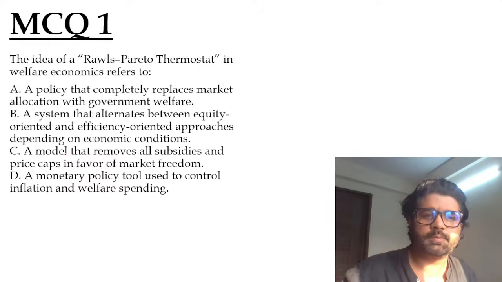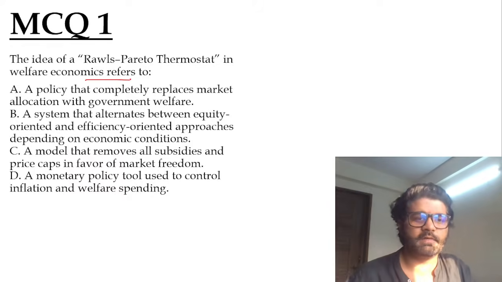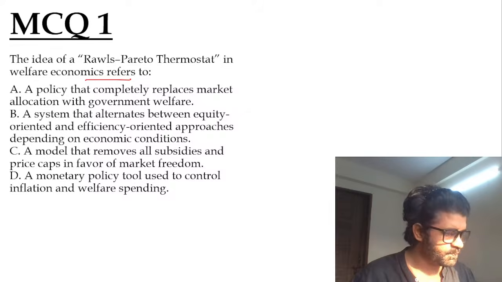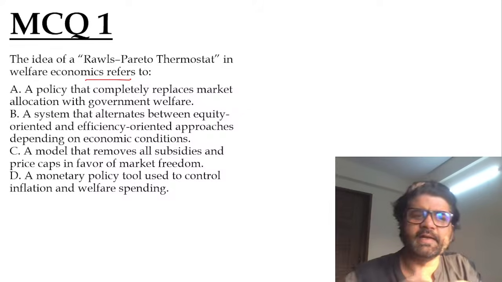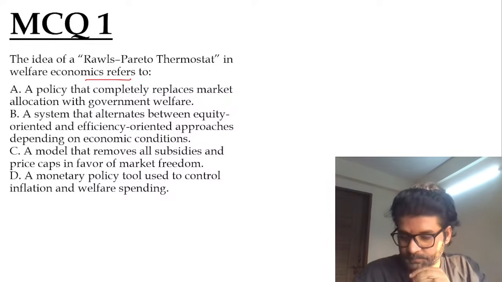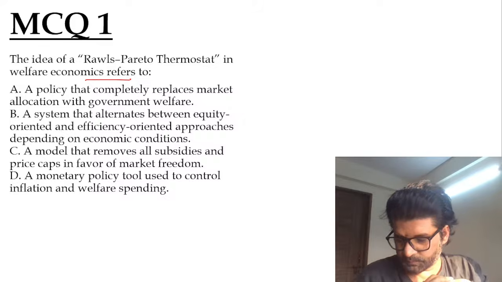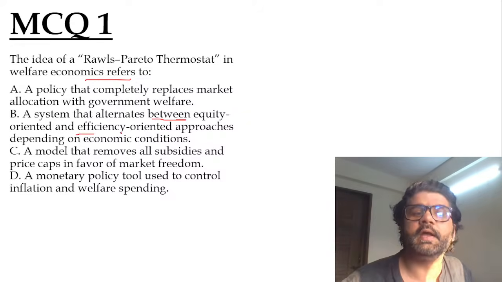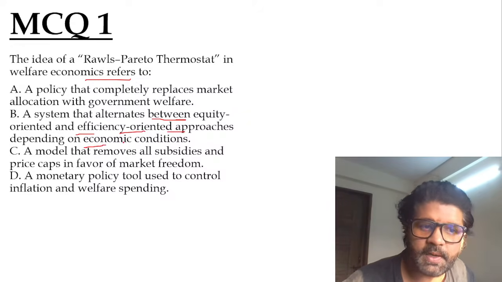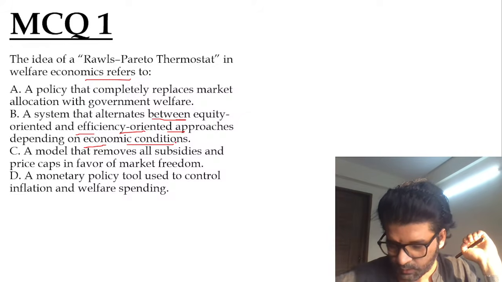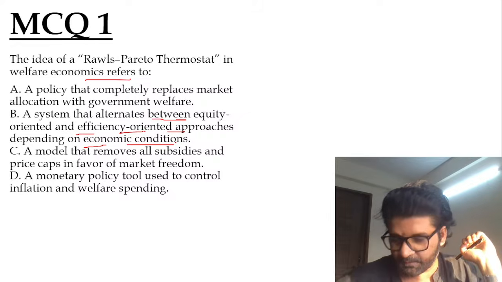So the idea of a Rawls-Pareto thermostat in welfare economics refers to what? Again, a very high quality article, guys. Very high quality article. Gajanan has given the answer: a system that alternates between equity-oriented and efficiency-oriented approaches depending on economic conditions. Gajanan, Harshini, Rishi, Iltush, Jivayan, all of you have given the answer. Very good.